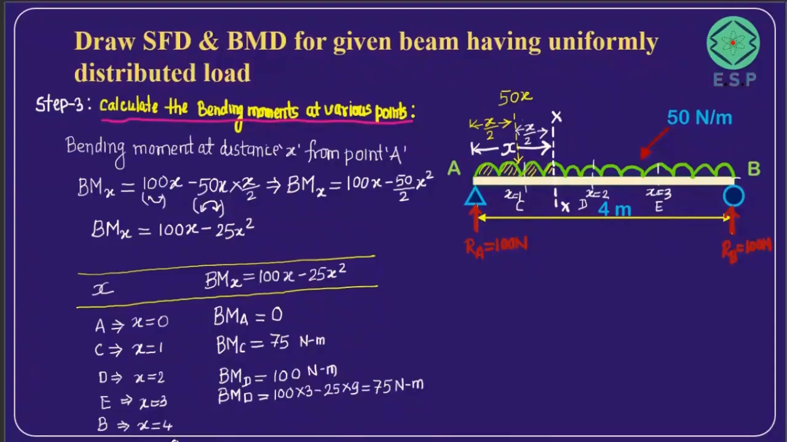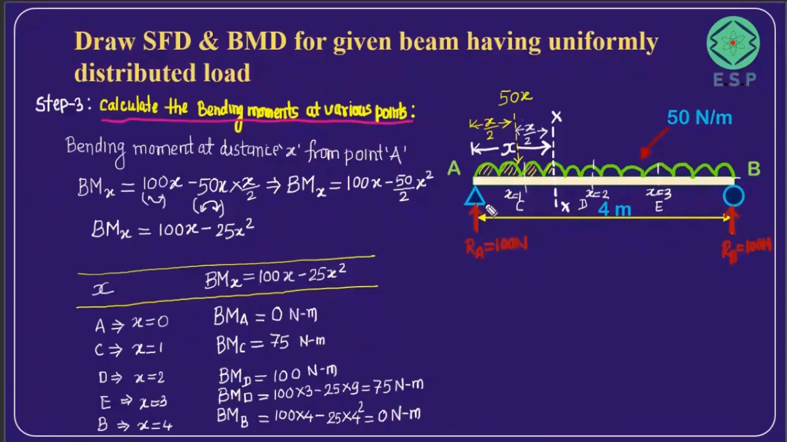And then again we'll have the bending moment at point B, that is the last point over here. So now I'm going to put x equal to 4, so 100 into 4 in this expression, minus 25 into 4 square. So this value 100 into 4 is going to be 400, and this is going to be 400. This is going to be 0 Newton meter.